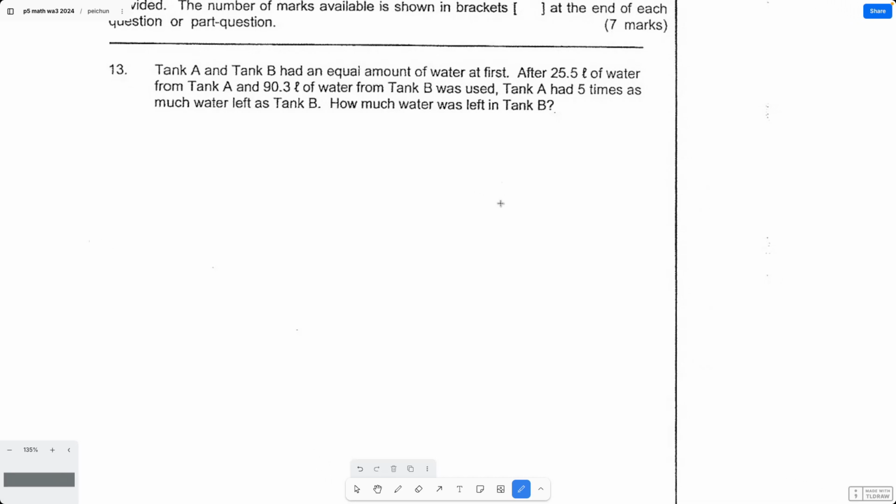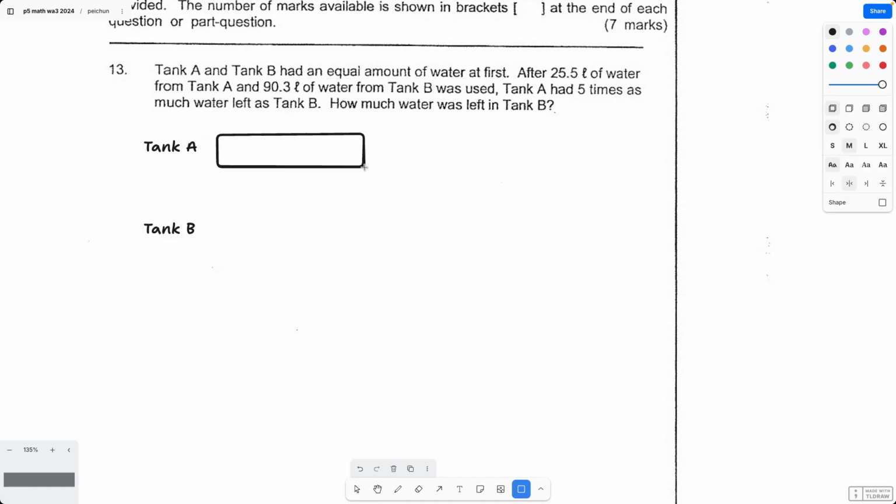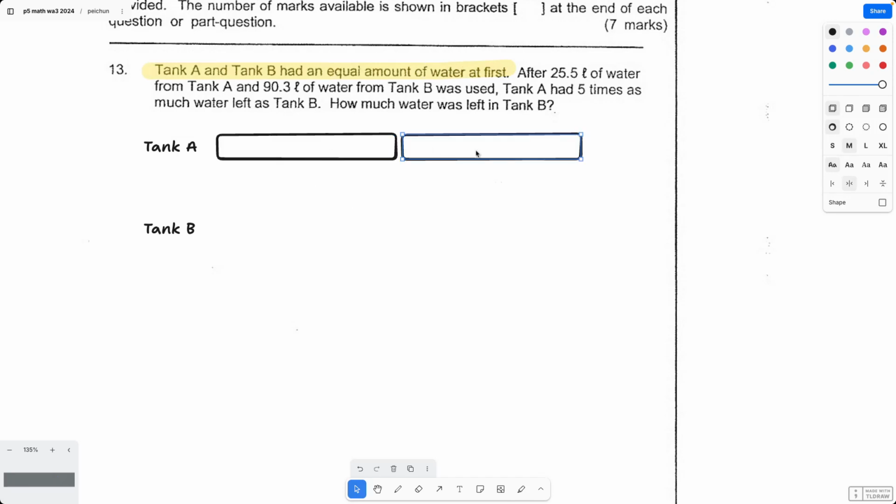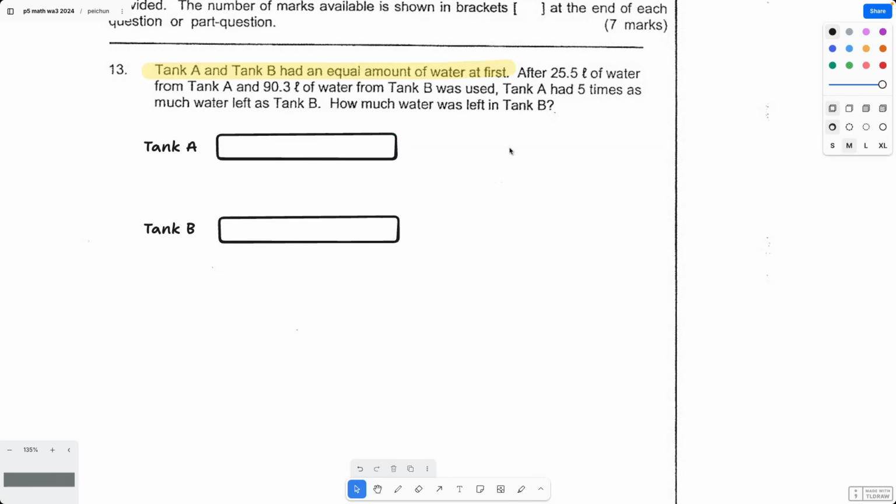All right. So we can draw this out, right? What we can do is we can see here this is tank A and tank B. Then let's draw this out. So at first, they have equal amounts of water, right? So I'm going to just duplicate this. All right, so the first part is done. The second part is after 25.5 liters of water from tank A and 90.3 liters from tank B was used, then tank A had 5 times as much water as tank B.